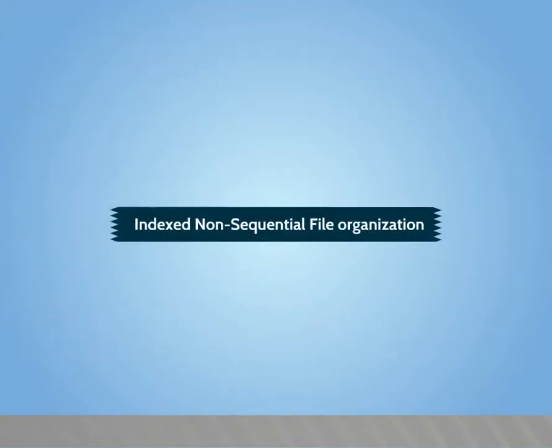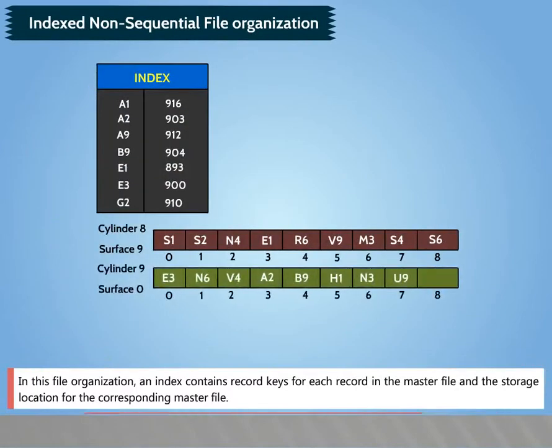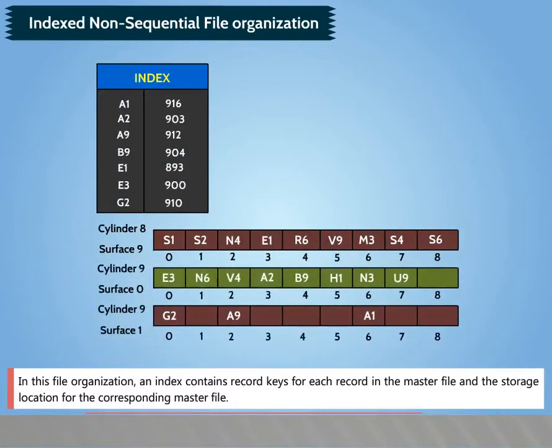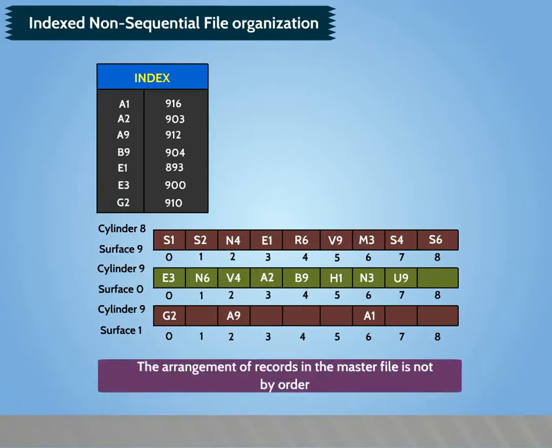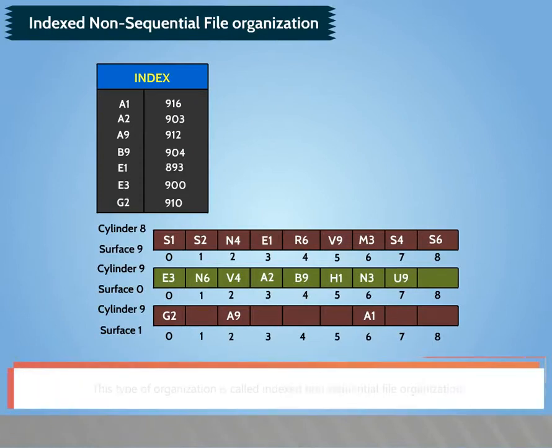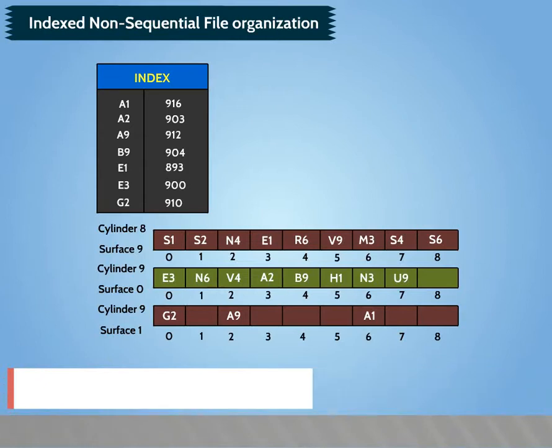Indexed non-sequential file organization. In this file organization, an index contains record keys for each record in the master file and the storage location for the corresponding master file record. The arrangement of records in the master file is not by order. This type of organization is called indexed non-sequential file organization.